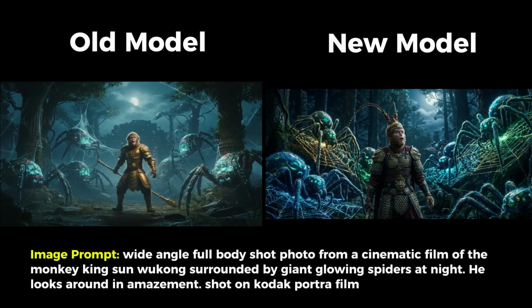It's also much better at rendering realistic fantasy style images. These are shots of a fantasy character, the Monkey King. And in the older Nano Banana model, it's this like 3D Pixar cartoony style image, even though I specifically prompted for it to generate a photo. But looking at the output of the newer Nano Banana model, there's way more detail on the spiders, like their hairy legs and the webs that they're standing on. It's definitely been a big upgrade.